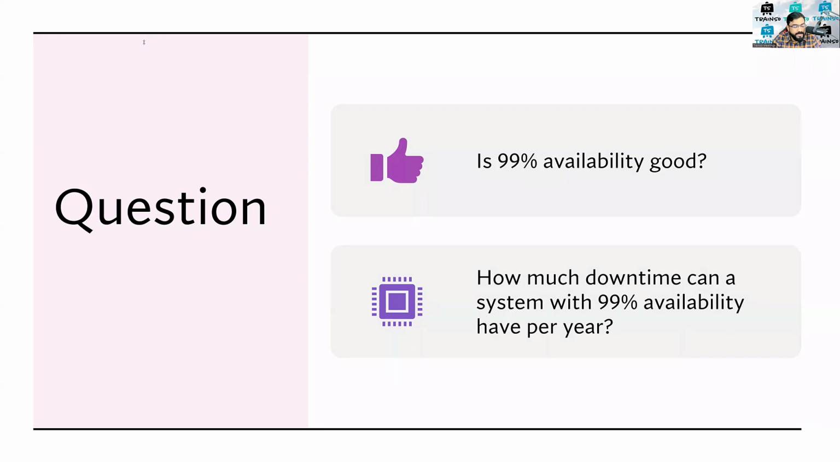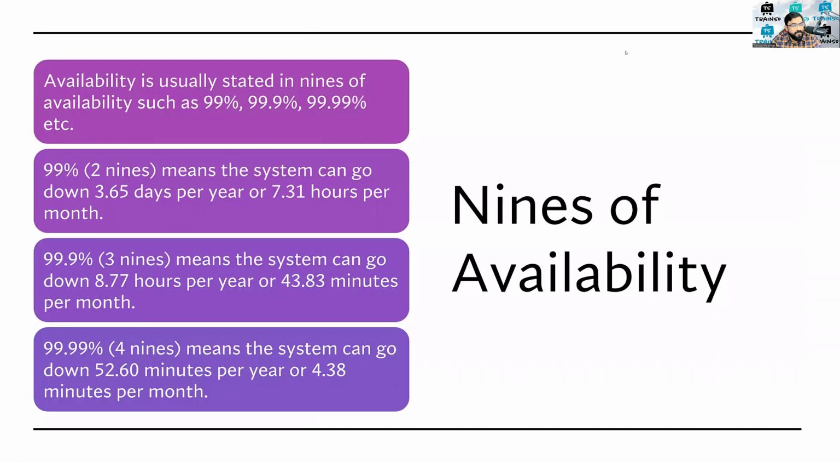So now tell me, based on your mathematical knowledge, how much downtime can a system with 99% availability have per year? Okay, people are telling 3 to 4 days. So is it a good thing or a bad thing? Availability is usually stated in nines of availability, such as 99%, 99.9%, 99.99%. This is an industry standard.